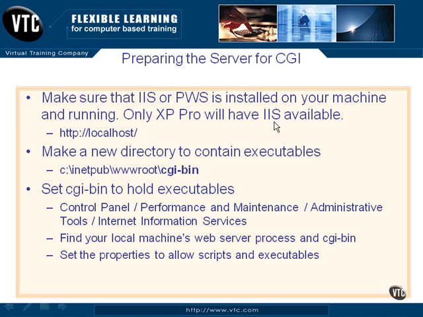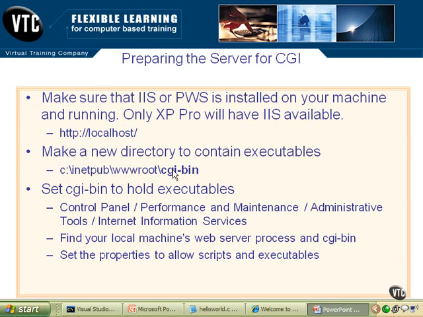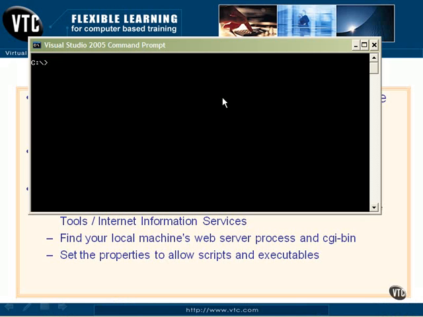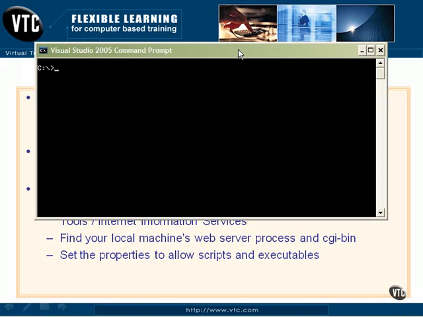Now, if XP Pro is running, which is what we have here, we have IIS on there, localhost worked, and now we need to make a place to put our executables within the server's directories that it uses. IIS is commonly installed to inetpub wwwroot, and that's its home directory where it keeps things. We are going to create a new directory under there called CGI bin, and to do that, we rely on our good old Visual Studio command prompt here, and we will go to inetpub.